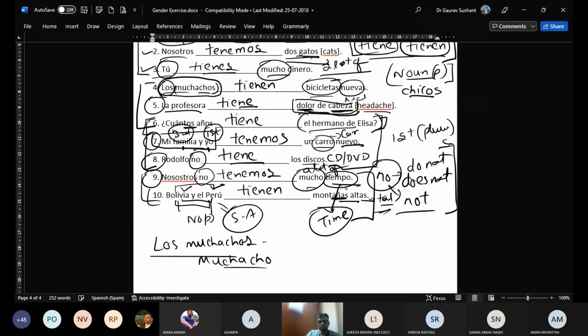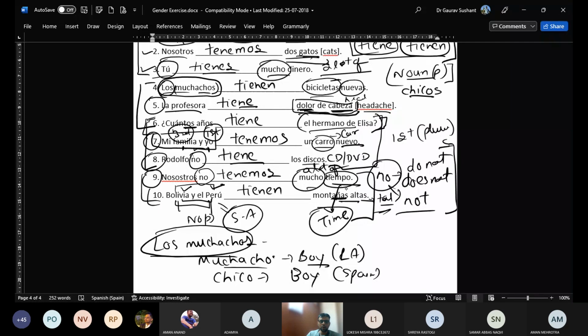So muchacho is basically boy, which we generally use in Latin America or South America. In Spain, they use chico, boy. So this is basically used in Spain. So los muchachos is basically the plural of the boy. So plural of boy is los muchachos, and this is a noun, it is third person plural.